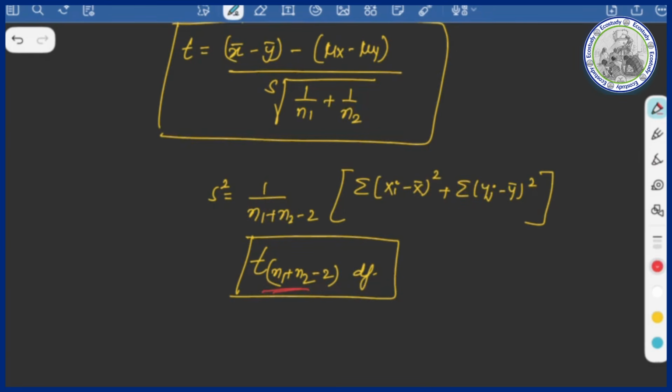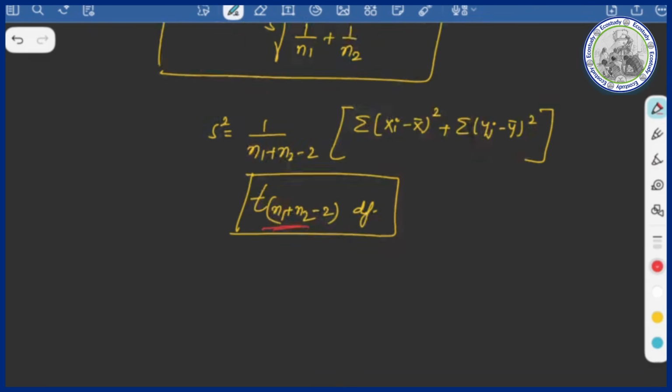Now we will see the f distribution. Yeah, 1 minute. Okay, so let's see the 1 minute. I should add 2 more pages. Now we will come to f distribution.